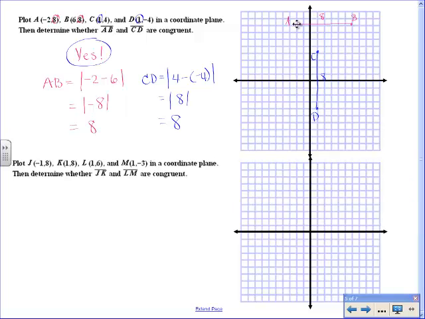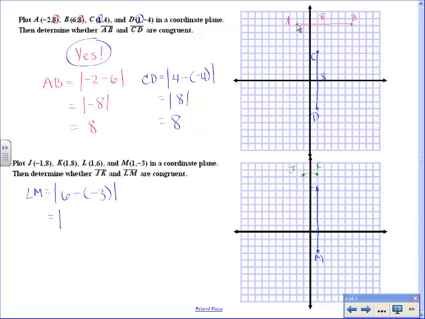Let's try another example of that. We'll plot the points J at -1, 8, K at 1, 8, L at 1, 6, and M at 1, -3. Now we want to check and see if segments JK and LM are congruent. Just looking at these, I can see that they're obviously not the same size. But let's look at what would happen algebraically. For segment LM, the x coordinates are the same, so I'll just subtract the y coordinates and then take the absolute value of that difference. So for LM, I have the absolute value of 6 minus -3.